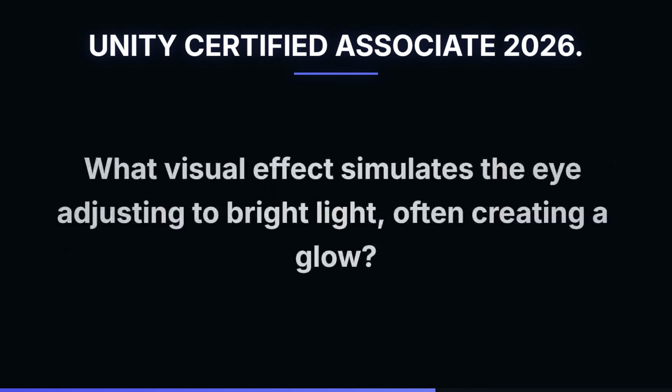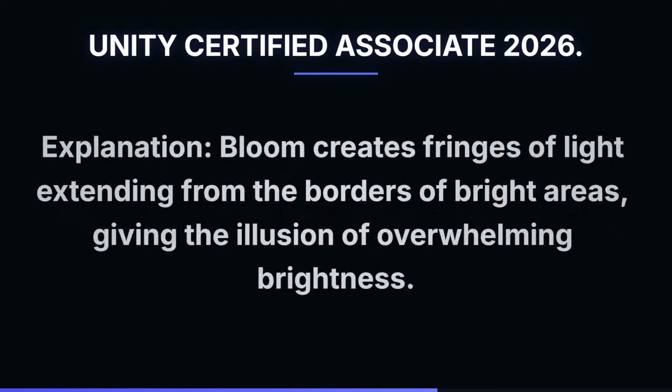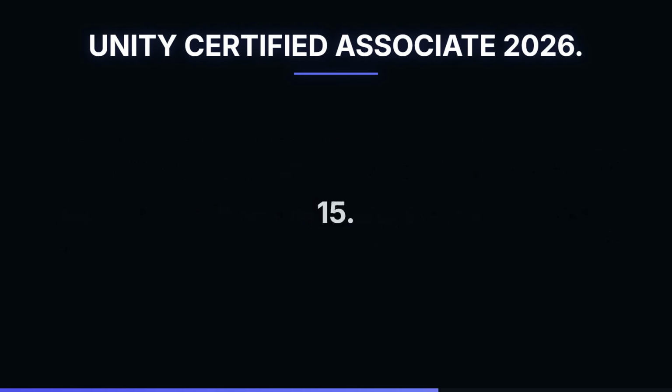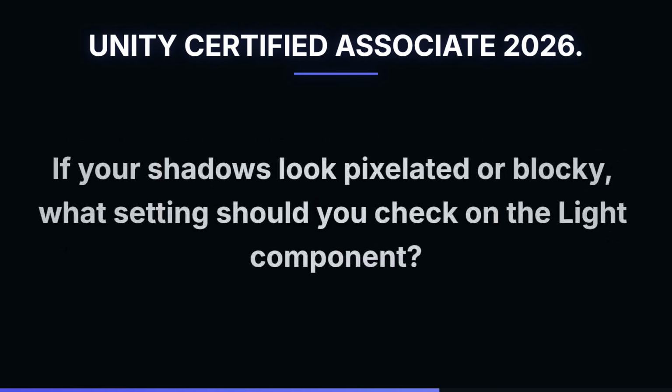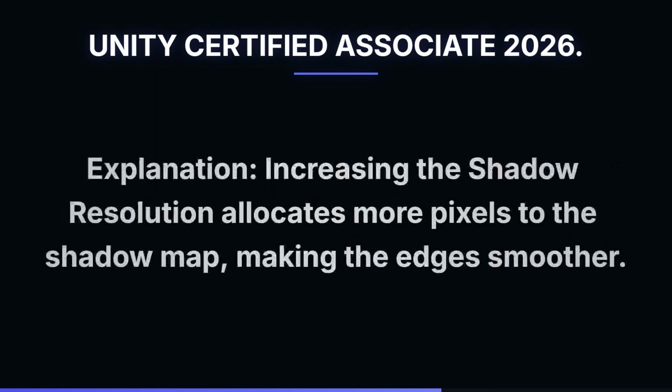14. What visual effect simulates the eye adjusting to bright light, often creating a glow? Answer: bloom. Explanation: bloom creates fringes of light extending from the borders of bright areas, giving the illusion of overwhelming brightness. 15. If your shadows look pixelated or blocky, what setting should you check on the light component? Answer: shadow resolution. Explanation: increasing the shadow resolution allocates more pixels to the shadow map, making the edges smoother.